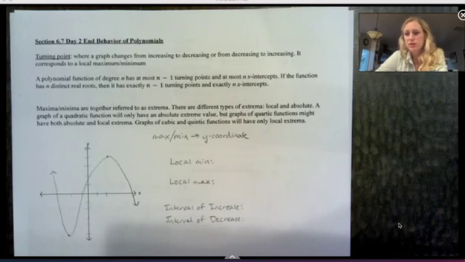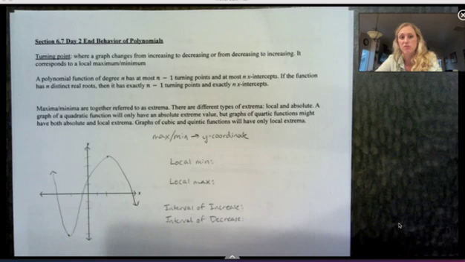In this video, we're going to continue working with 6.7, and we're going to talk more about end behavior of polynomials, as well as just analyzing the graphs. So a turning point, we talked about number of turns in the last section, but a turning point is where the graph changes from increasing to decreasing. And we call that point of change a local minimum or a local maximum, depending on which way it's going.